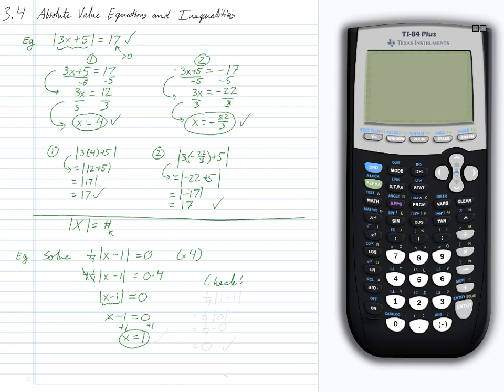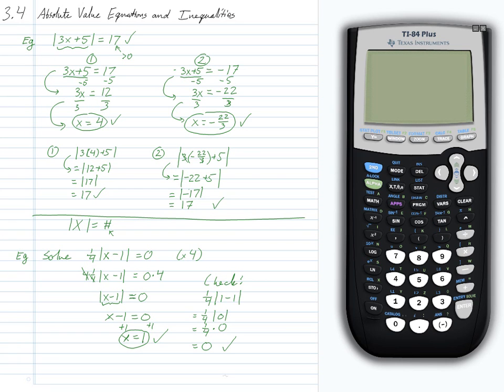Now you can check that by plugging that back in. The original equation, 1/4 times the absolute value of 1 minus 1, that's equal to 1/4 times the absolute value of 0, and the absolute value of 0 is 0. If we multiply that by a fourth, we still get 0. So our equation is satisfied, and x equals 1 is our solution.